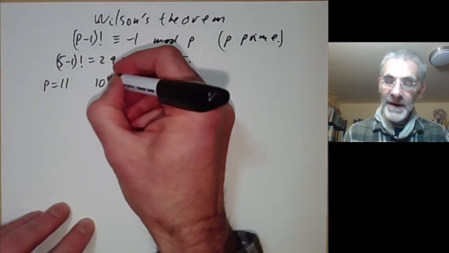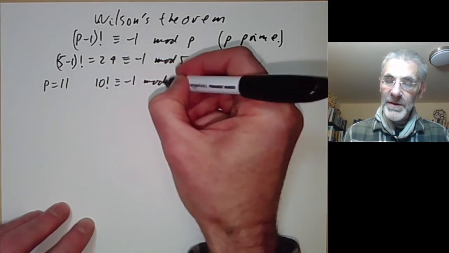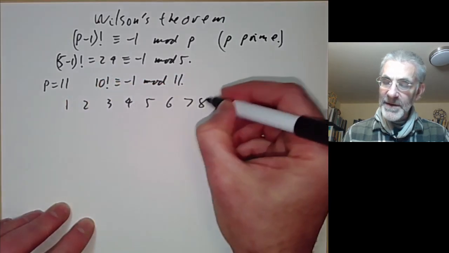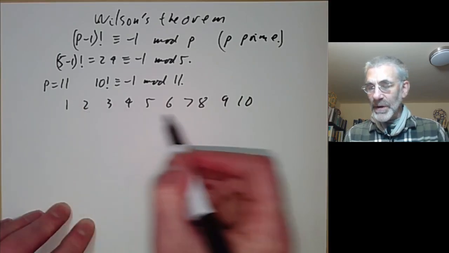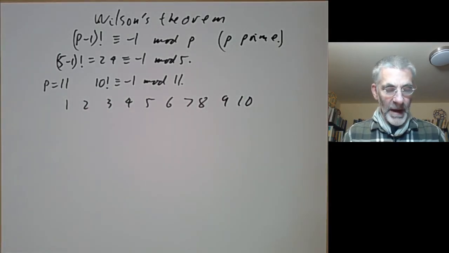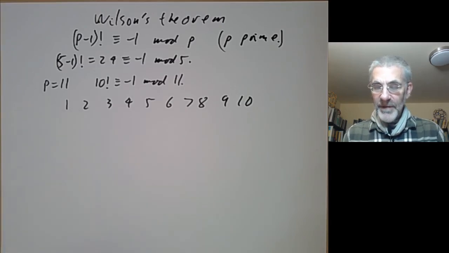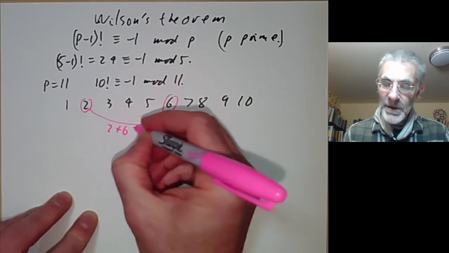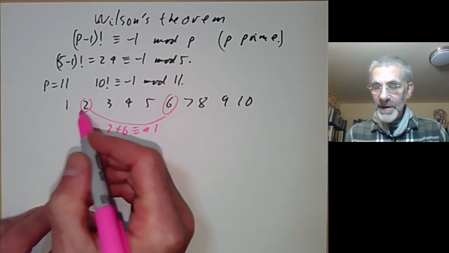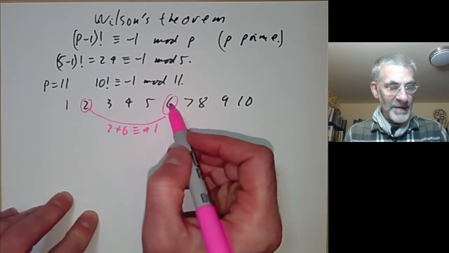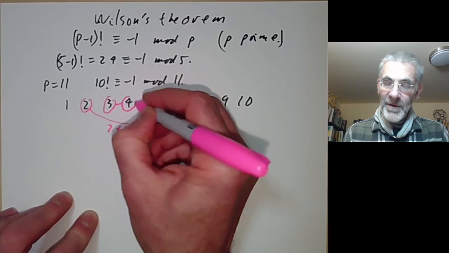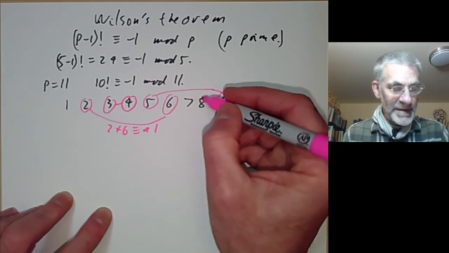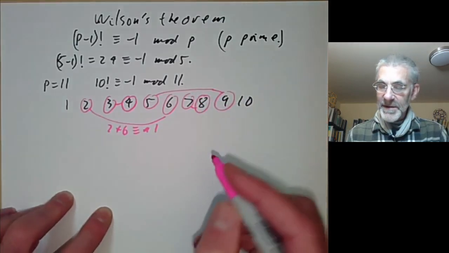So we want to show that 10 factorial is congruent to minus 1 modulo 11. And for this, we write down 1, 2, 3, 4, 5, 6, 7, 8, 9, and 10. So 10 factorial is the product of these numbers here. And now I can pair them off in the following way. I'm going to pair off 2 with 6 because 2 times 6 is congruent to 1. In other words, these two numbers are inverses of each other. And similarly, 3 and 4 are inverses, and 5 and 9 are inverses, and 7 and 8 are inverses.